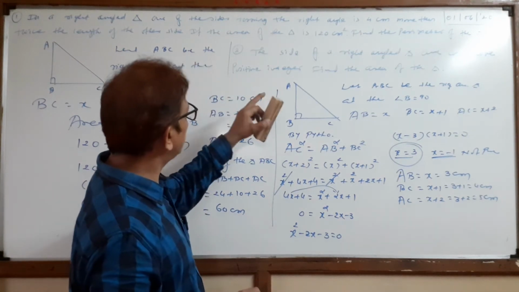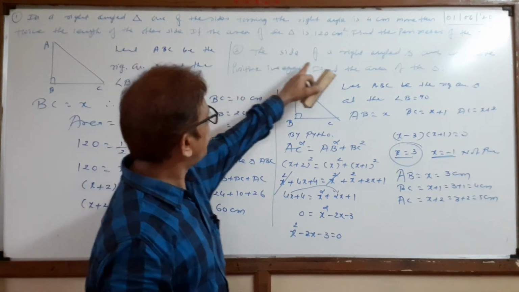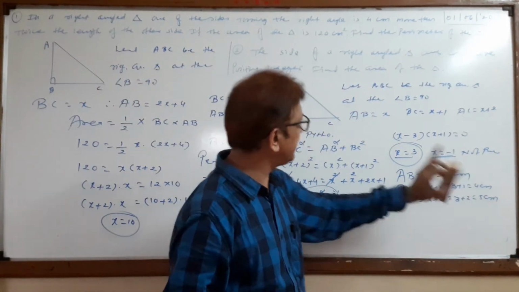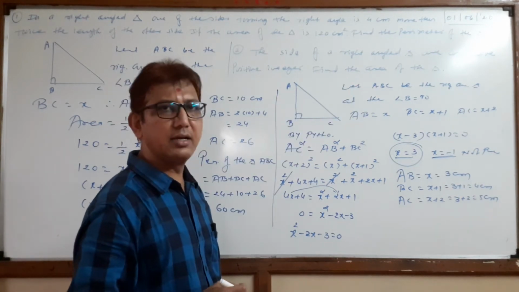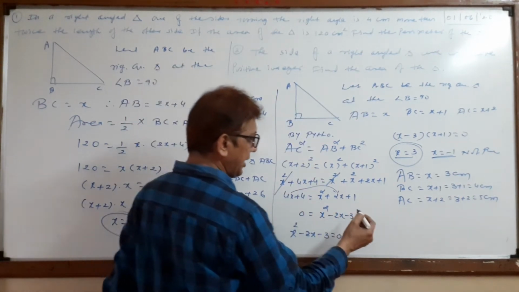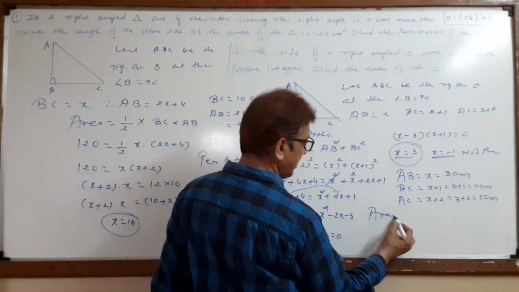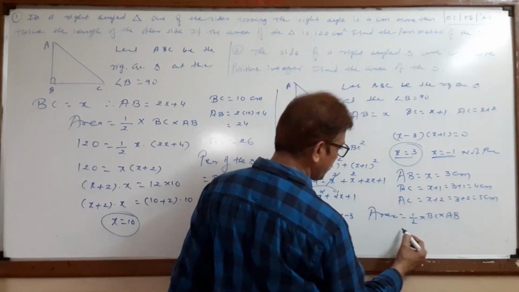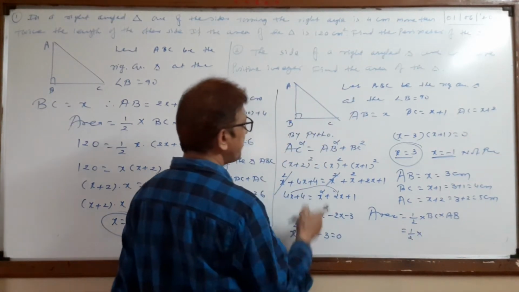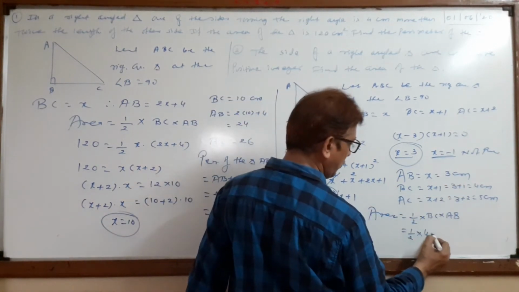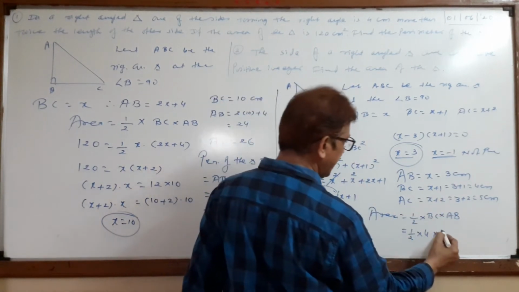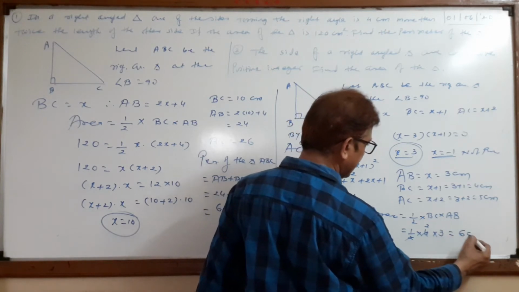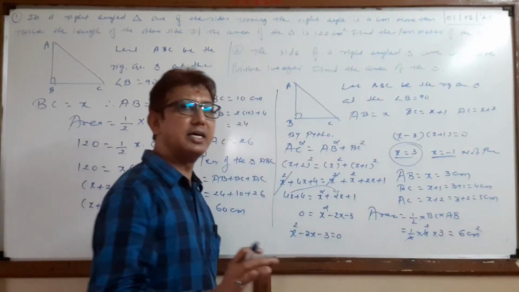But our final question: the sides of a right angle triangle are consecutive positive integers. Now find the area of the triangle. Apply the area formula: area equals 1/2 base into altitude. 1/2 base BC, BC equals 4, and altitude AB equals 3. 2 times 4 is... so our final answer is 6 centimeter square.